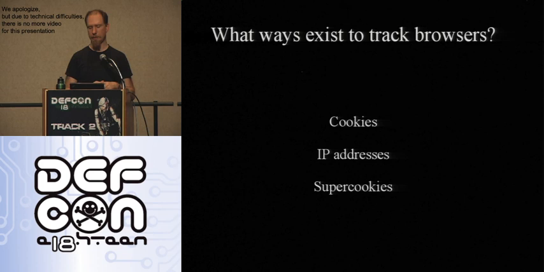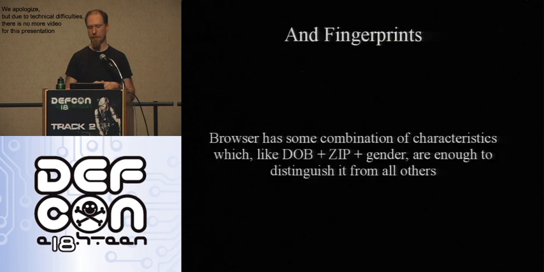And you can think of these things as hoops that you have to jump through in order to get privacy on the web. If you want to not be tracked, you have to avoid tracking by cookies, avoid tracking by IP addresses, avoid tracking by super cookies, and then if you do that, it's time to talk about whether you can be tracked by a fingerprint.